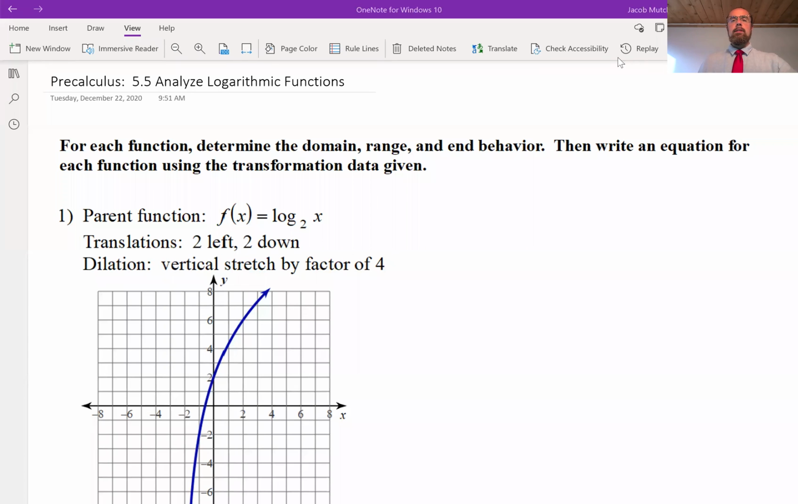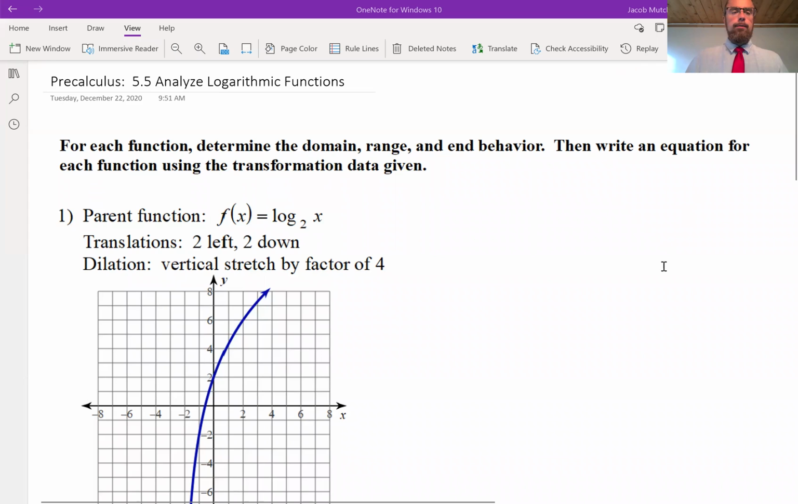Welcome to Pre-Calculus. Today we will investigate analyzing logarithmic functions. We'll look for domain, range, and behavior. And then we want to write an equation for each function from the graph and from the transformation data that's given. We'll take a look at two examples.